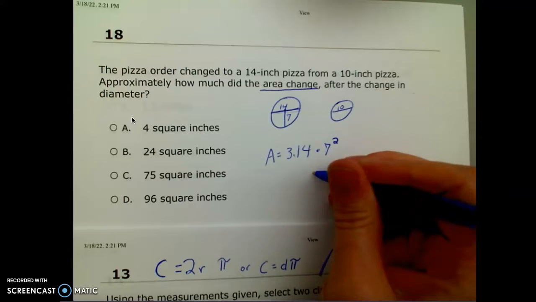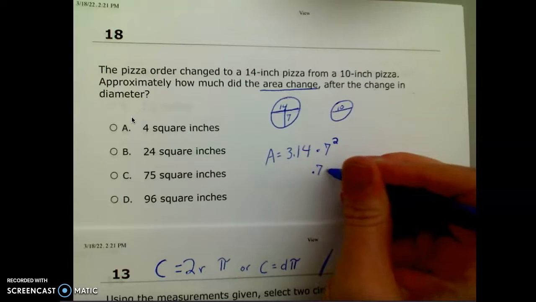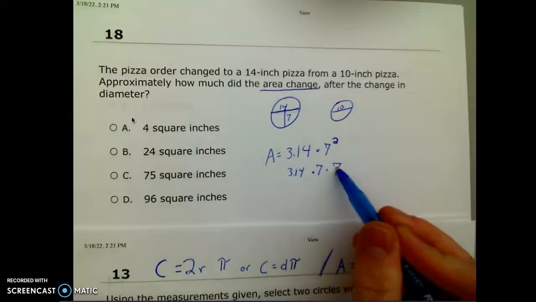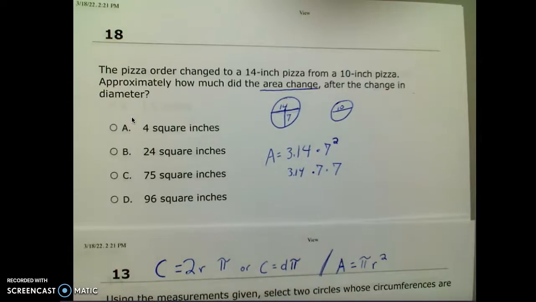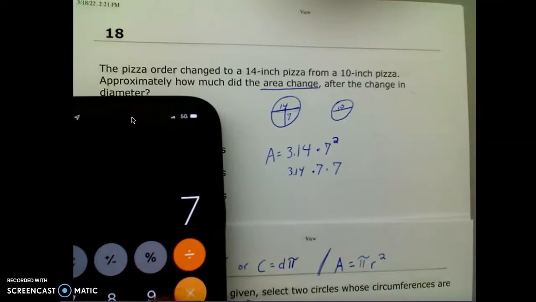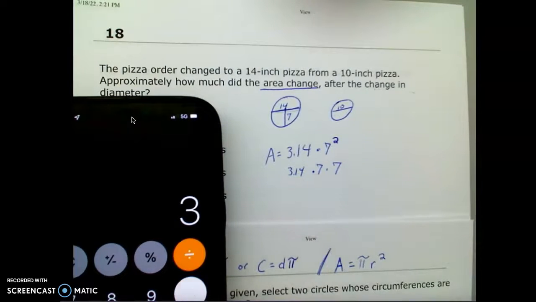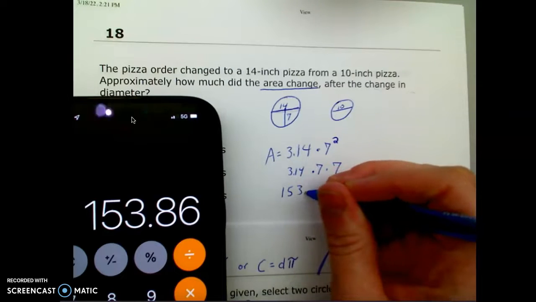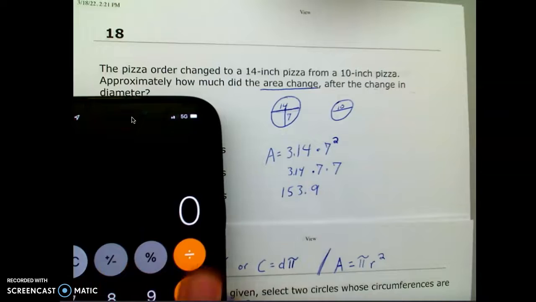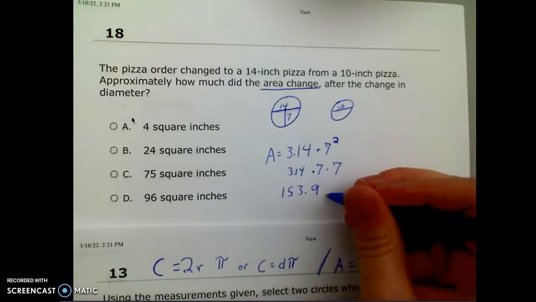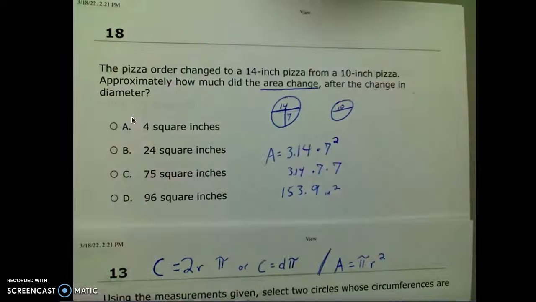Now, squaring is different than timesing by 2. 7 squared means I have 7 times 7. Okay, see how there's 2 of them there? 7 times 7. So we're going to grab my calculator. We're going to say 7 times 7 is 49 times pi, and that's 153.9. I'm going to just round it right there. Okay, my first pizza is 153.9 inches squared of deliciousness.